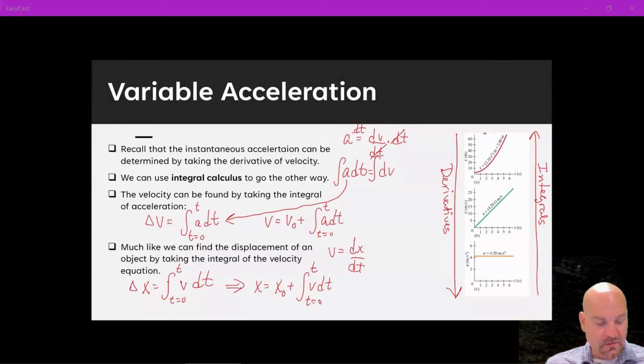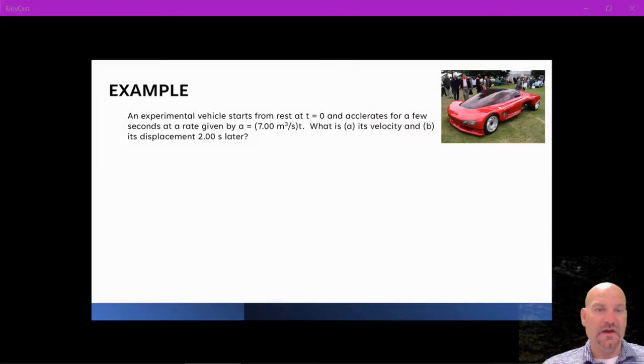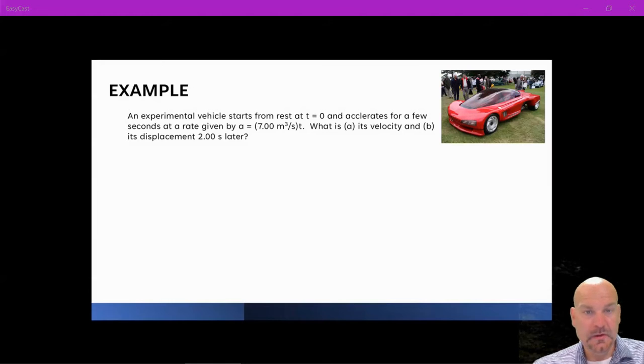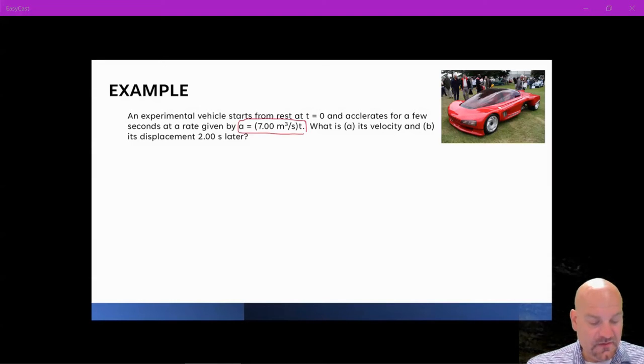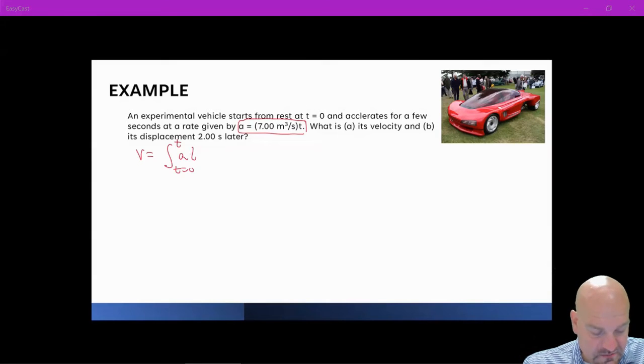Let's look at an example using this concept with integrals. An experimental vehicle starts from rest at t equals 0 and accelerates for a few seconds at a rate given by a is equal to 7.0 meters cubed per second times t. What is its velocity, and then what is its displacement 2 seconds later? So this is our acceleration, and what we need to find is the velocity of this acceleration function.